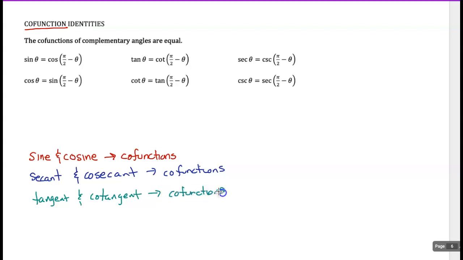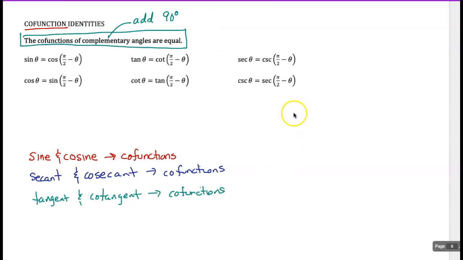So how do cofunctions work? Well, this statement right here is really important. What it says is if you have two cofunctions and you have two angles that are complementary, which means they add to 90 degrees, then those results are going to be equal. So for example, the sine of 30 degrees is going to be equal to the cosine of 60 degrees. If you have the tangent of, let's say, angles that aren't on the unit circle, like the tangent of 10 degrees, if you knew what that was, you also know the cotangent of 80 degrees.